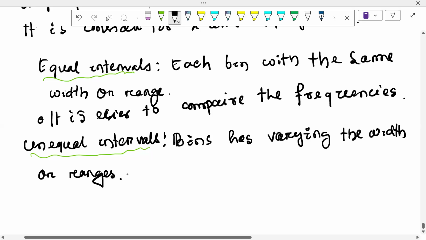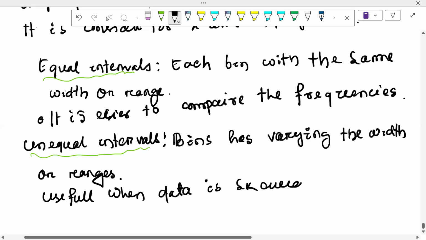Useful when data is skewed. When data is skewed. And this is the question: equal intervals in histogram or unequal intervals in histogram.